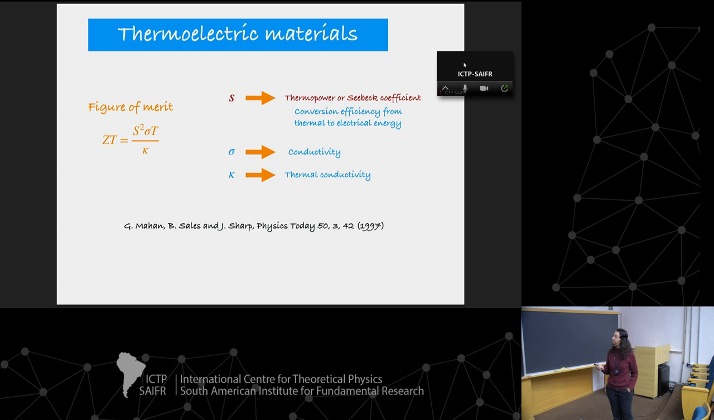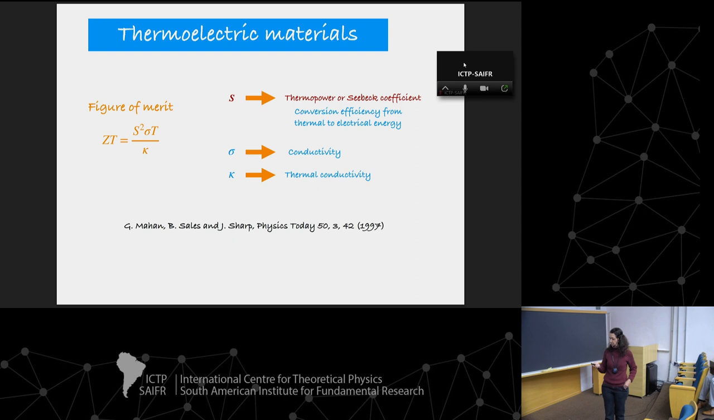So a key quantity in quantifying the thermoelectric properties is the figure of merit. Here I show the dimensionless one, which is Z times the temperature, and it's composed of these three quantities: S, which is the thermopower or Seebeck coefficient, which measures the conversion efficiency from thermal to electrical energy, the conductivity sigma, the temperature, and the thermal conductivity. We want to maximize Z, so we have to take into account the interplay of these quantities.